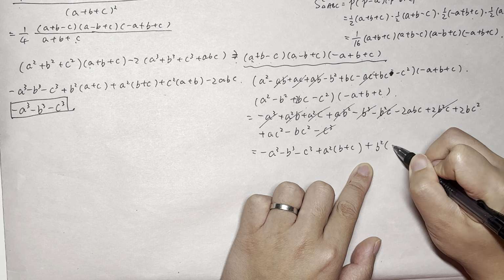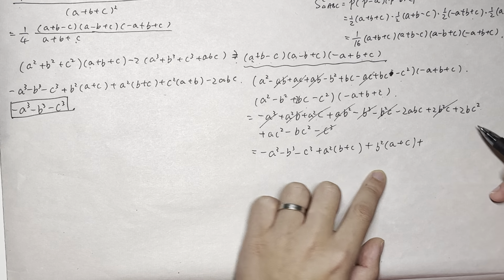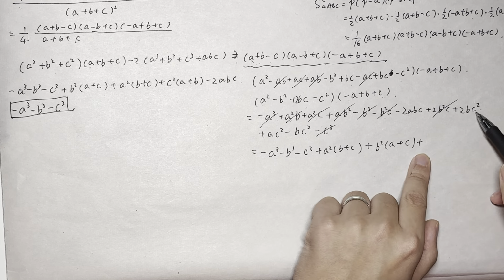Plus b squared a plus c. Plus for the c squared term, we have 2bc squared. This is minus bc squared, so that's 1bc squared. And we have ac squared, so plus c squared a plus b. And then this out, this out, this out. We just have minus twice of a, b, c. Now look at this one and this one. They are equal, right?